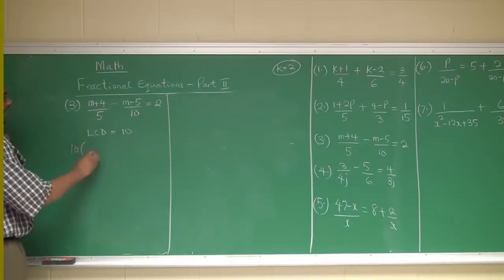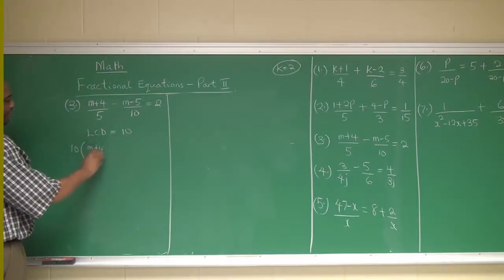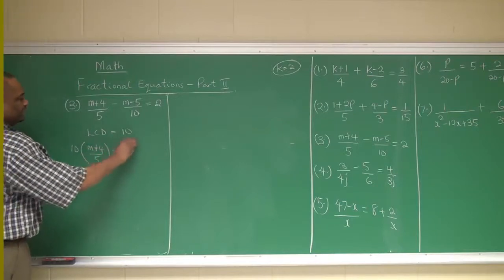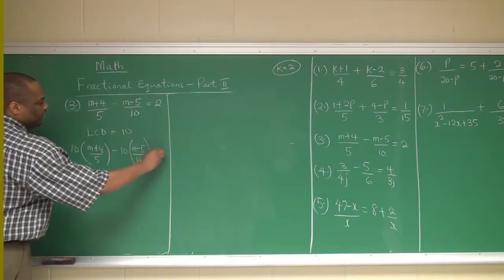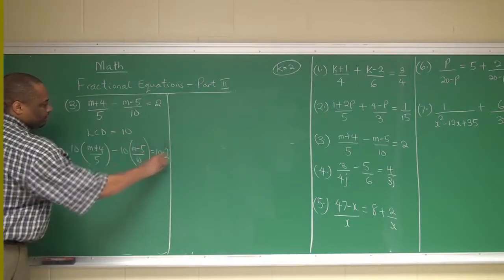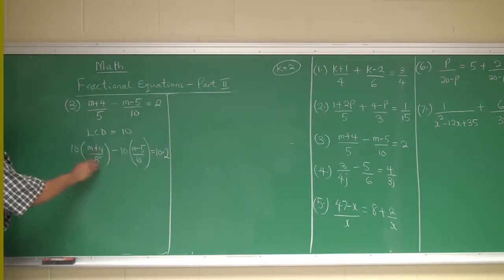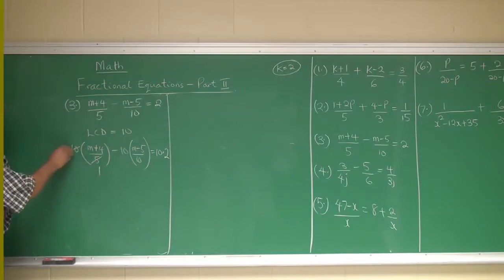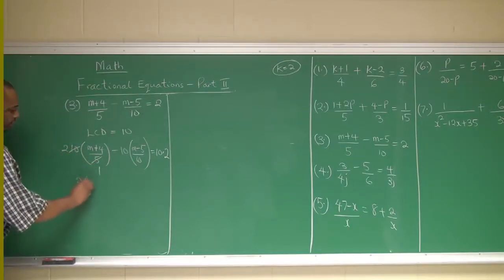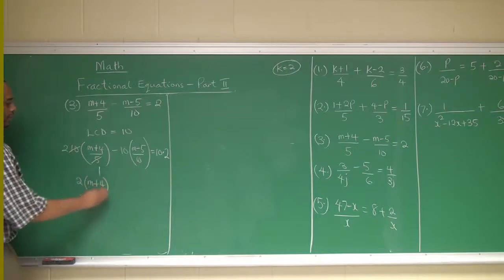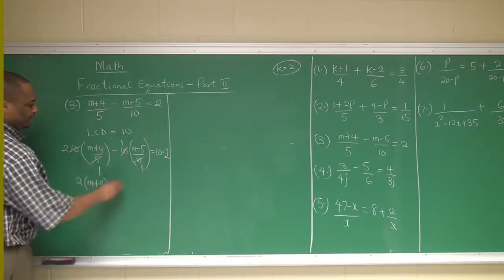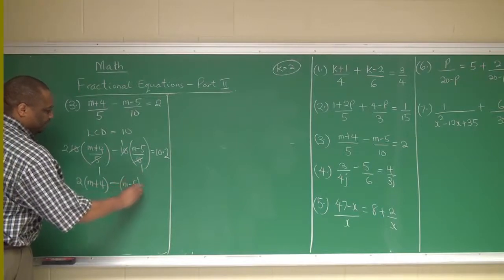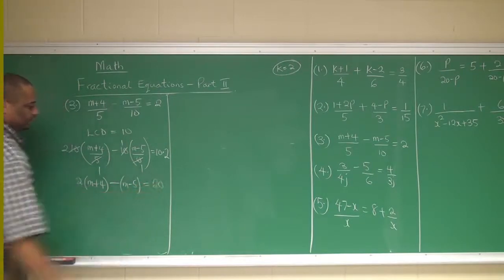We now have 10 times (m + 4)/5 minus 10 times (m − 5)/10 equal to 10 times 2. 5 into 5 is 1, 5 into 10 is 2. So we have 2 times (m + 4) minus, 10 into 10 is 1, (m − 5) equal to 10 times 2 is 20.